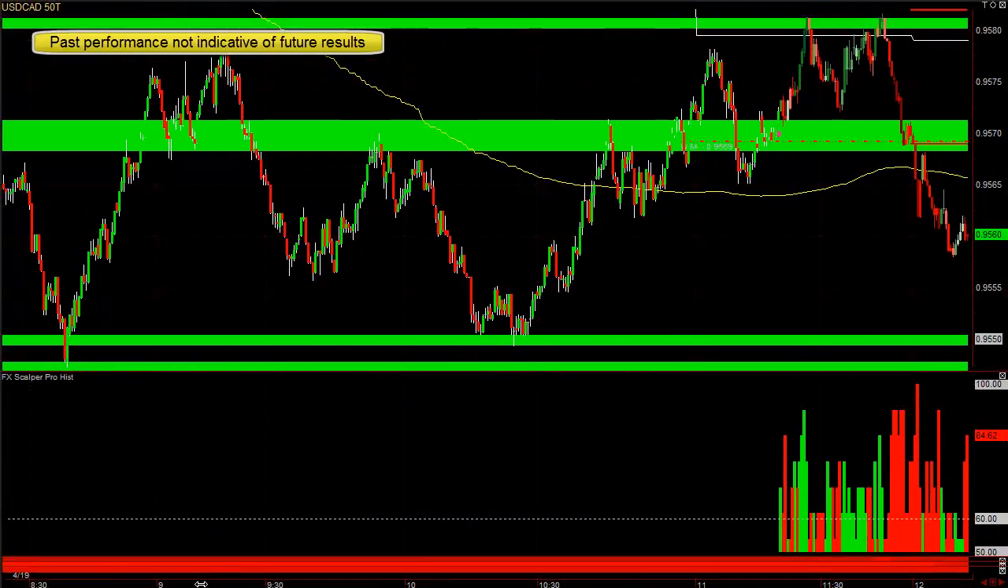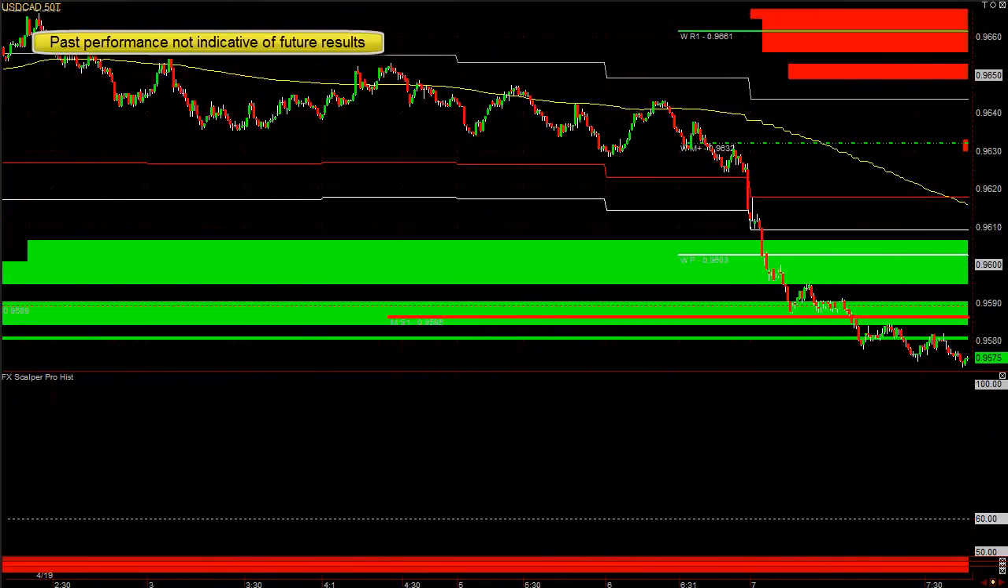Let's say you want to get short on a counter trend move up. Well, it rallies up here, goes sideways. You go short right there. You have the tiniest of tiny stops.